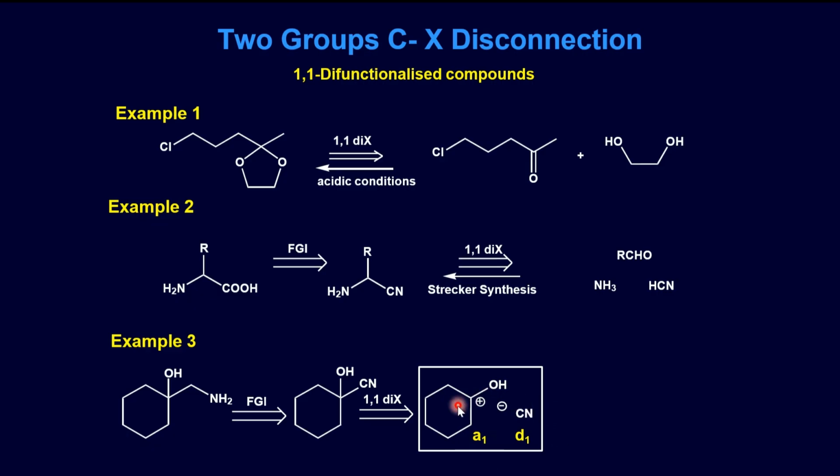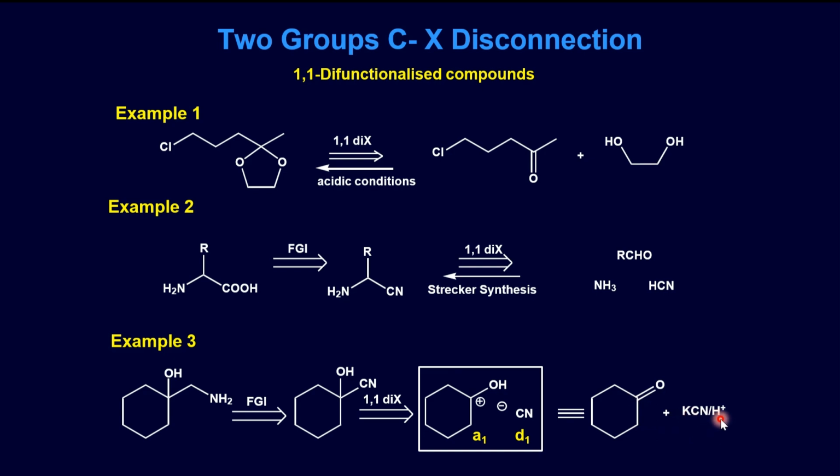Now, the reagents used for this donor synthon and acceptor synthons can be a cyclohexanone. I want a positive center over here. That's why I use a carbonyl oxygen. If it is electronegative, this will be slightly positive. Because of the electronegativity of the oxygen, it renders the adjacent carbon electron deficient. And CN minus can be obtained from potassium cyanide.